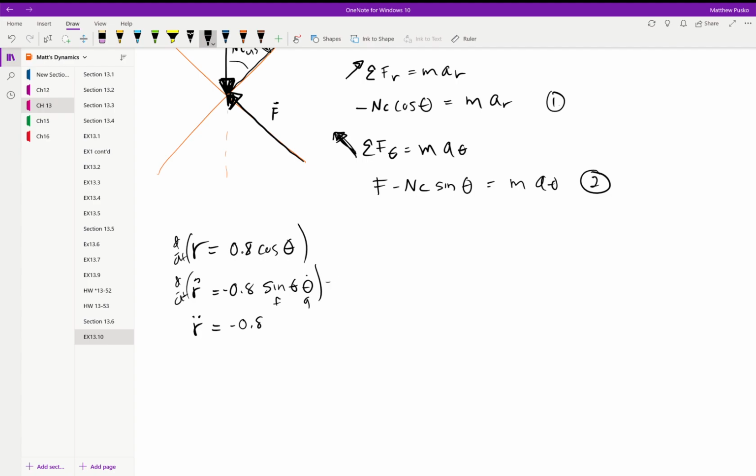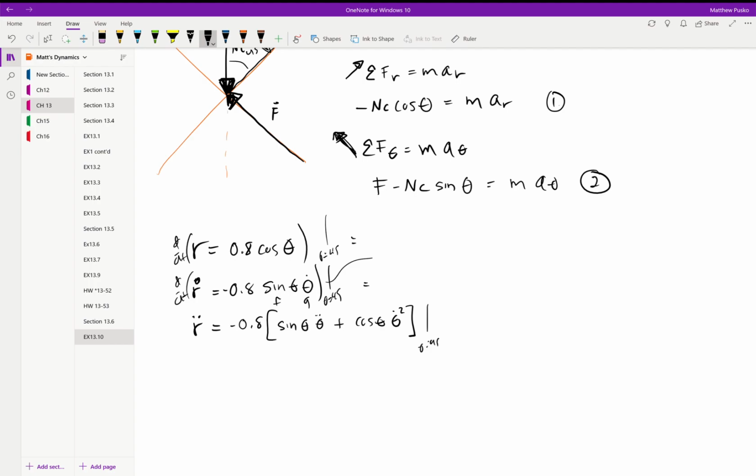I'm probably not going to do most of these for you anymore. The videos will end up getting pretty long now. 0.8 is a constant, open up a bracket, and then we have sine theta theta double dot plus cosine theta theta dot squared. Now, since we know these things, we can evaluate each at theta equal to 45.